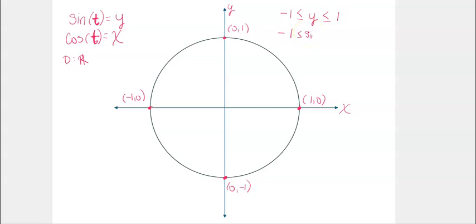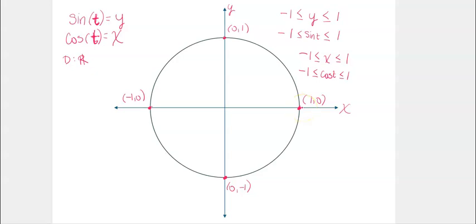The sine of t is going to range between negative 1 and 1. And because the x values also go from negative 1 to 1, the cosine range is going to go from negative 1 to 1. My input values, or domain, of sine and cosine are all real numbers, but my output values of sine and cosine are going to range between -1 and 1 for both the x and the y.